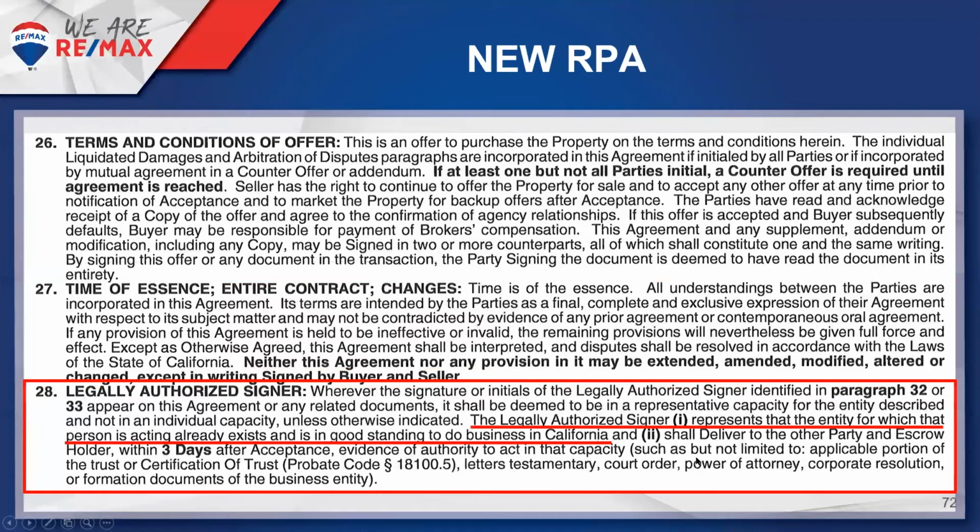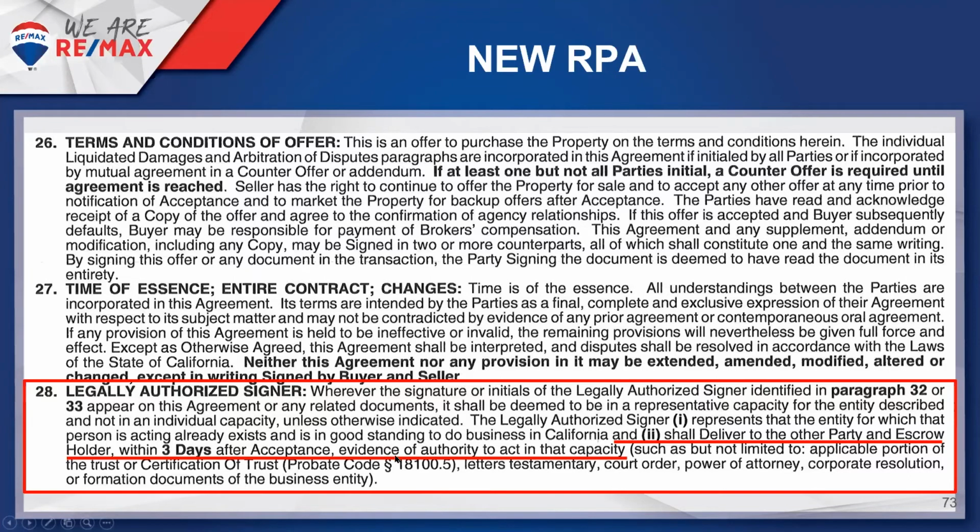Legal authorized signer, wanted to point this out. The legal authorized signer, number one, represents that the entity for which they are signing already exists and is in good standing to do business in California, and shall deliver to the other party and the escrow holder within 3 days of acceptance evidence of authority to act. An RCSD is not evidence of authority. It simply notifies you that they have authority, and this is who they are, and this is the entity granting them authority, but it's not evidence that they have the authority.